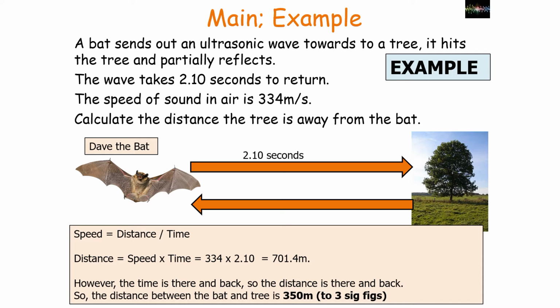A bat sends out an ultrasonic wave towards a tree. It hits the tree and it partially reflects. The wave takes 2.10 seconds to return. The speed of sound is 334 meters per second. Calculate the distance the tree is from the bat.